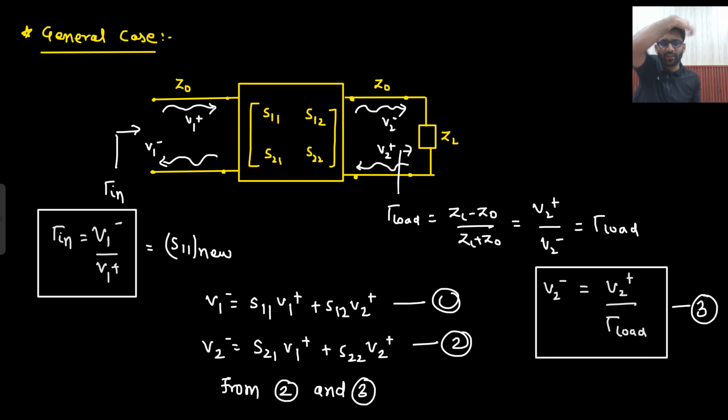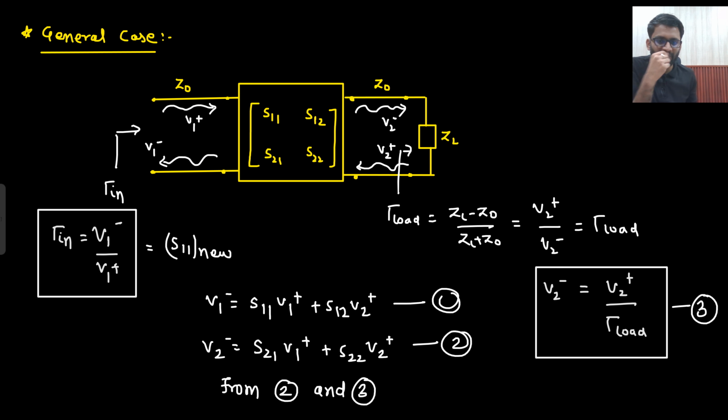V2 plus divided by gamma load. V2 minus is equal to V2 plus divided by gamma load, which is equal to what? S21 V1 plus S22 V2 plus. Okay, what do I need to replace? I need to replace V2 plus, so I will take V2 plus aside.